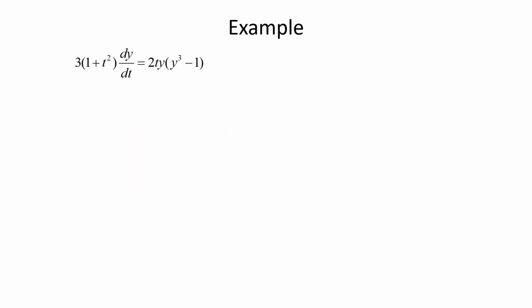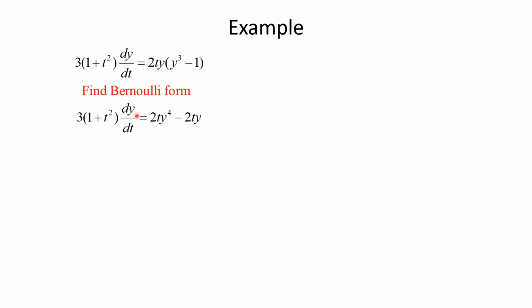Let's look at another example of a Bernoulli equation. This time we have 3 times (1 plus t squared) dy/dt equals 2ty times (y cubed minus 1). The first thing we want to do is manipulate this so that it's in the form of a Bernoulli equation. We're going to distribute the right-hand side. So 3 times (1 plus t squared) dy/dt equals 2t times y to the 4th minus 2t times y.